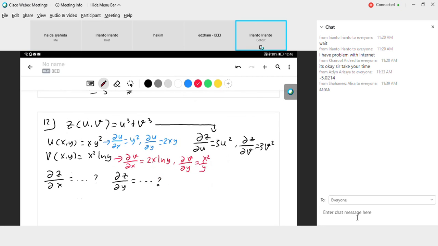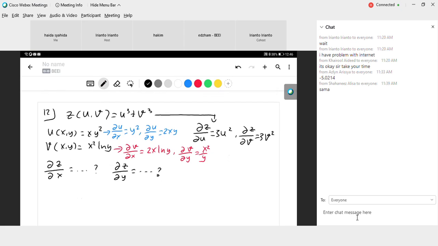Now again, we just follow the question asking about z with respect to x. I have only z with respect to u and z with respect to v. Now I want to change u into x, so I multiply with u_x, and I want to change v to x, so I multiply with v_x.